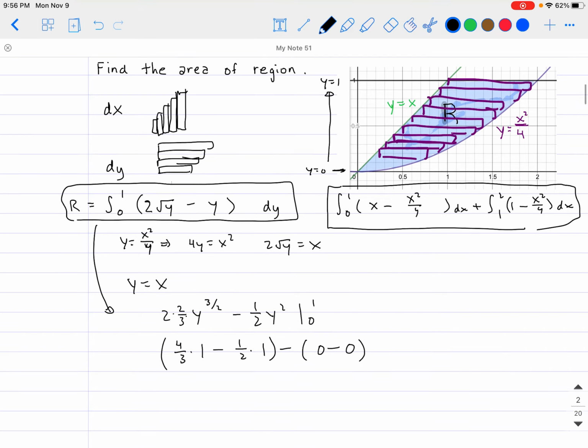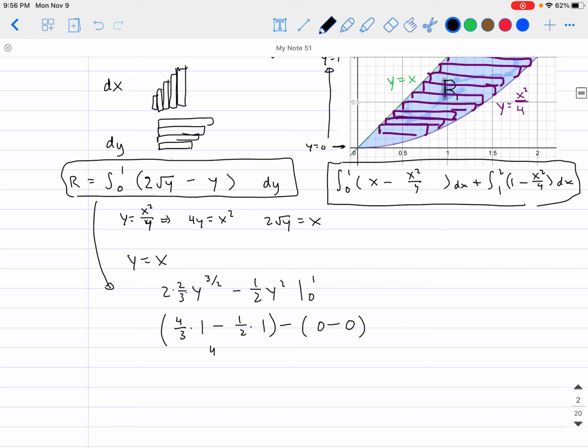Okay, so finally we clean up as much as we can. So it looks like it's 4/3 minus 1/2. So that is going to give us 8/6 minus what is it here? 3/6? Yes, 3/6. I can't do basic math anymore. So it's going to be 5/6 then. And that's going to be the area of R then.